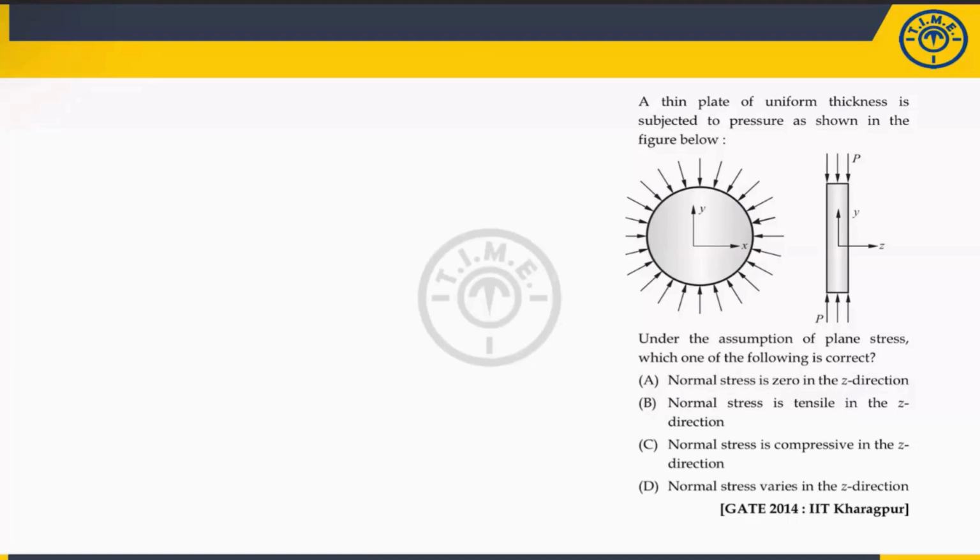Option A, sir. I'm just waiting for other students also. Sir, I think option... Sir, I think here two options are correct. No, no, sir, not two options. Normal stress is 0 in the z direction. Option A, sir. Okay. Janice, can you please tell me which option will be the correct?